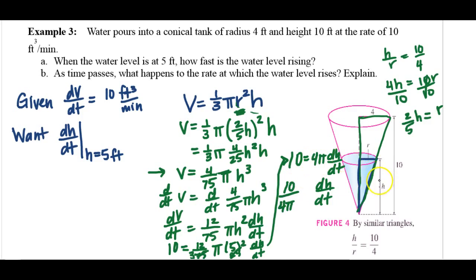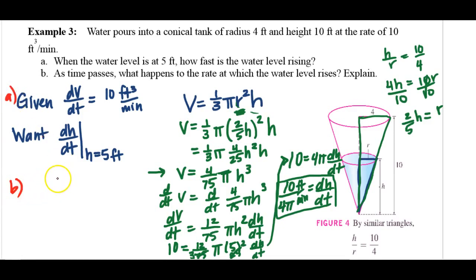My units, it's 1 unit of a volume, so it's going to be feet per minute. So 10 over 4 pi feet per minute is the rate of change of the height. That's how fast the water level is rising at the moment the water level is 5 feet. So now let's just take a look at part B. As time passes, what happens to the rate at which the water level rises? And then explain. So this was part A. All of that was part A.